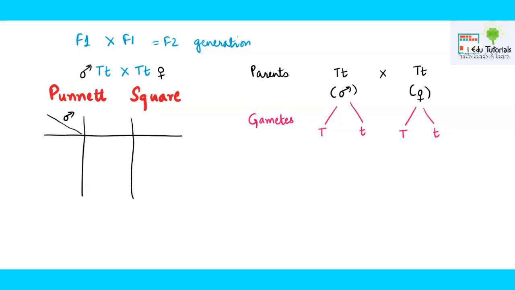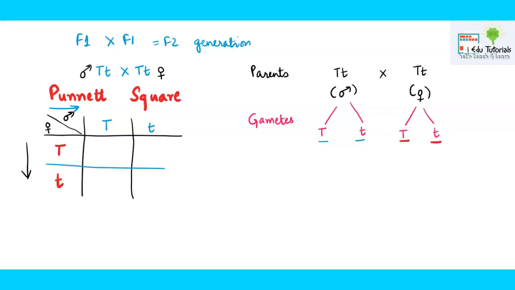So first what we will do, we will write male here and female here. That means we will be writing female gametes on this axis and male gametes on the x-axis, right? So male gametes, they are 2: capital T, small t. We will write capital T, small t, right? Now we will write the female gametes. Female gametes: capital T, small t. We will write here capital T, small t.